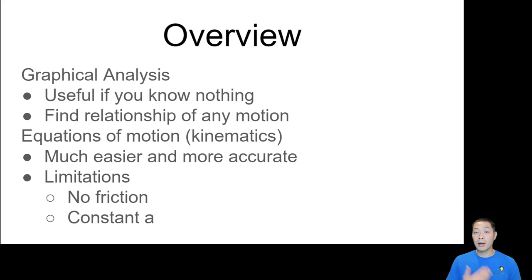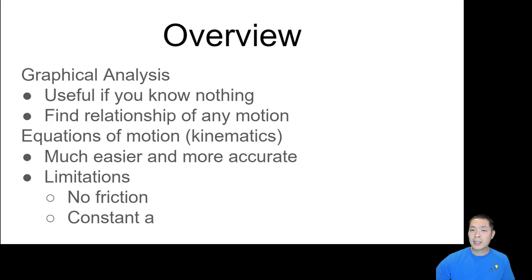It doesn't have to be constant acceleration. It could be changing acceleration and it'll still work. It just takes a lot of time to graph and find slopes. Now for equations of motion, we cut that in half because we use equations or variables to represent those graphs, and then we came up with equations that could solve the problems. The limitation on that is you have to have constant acceleration, like gravity.